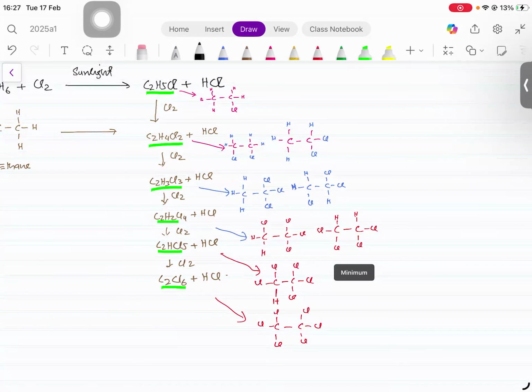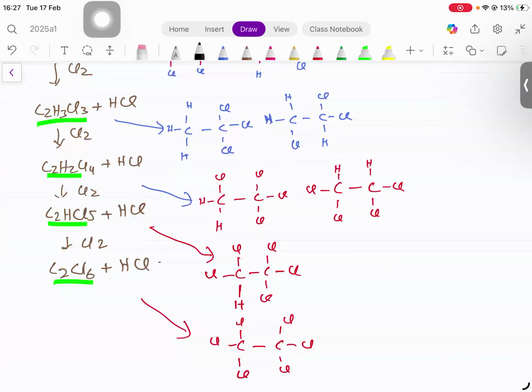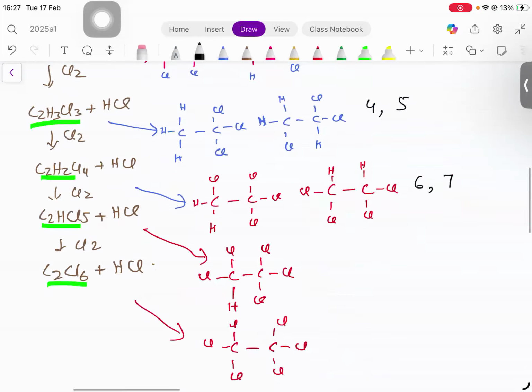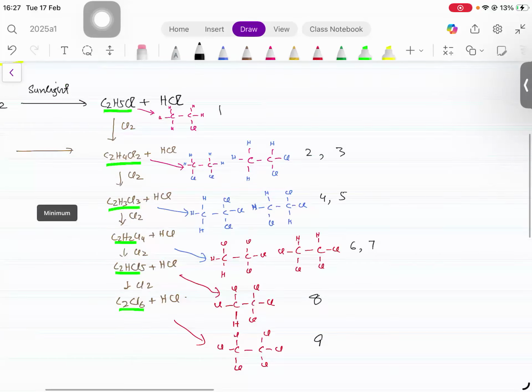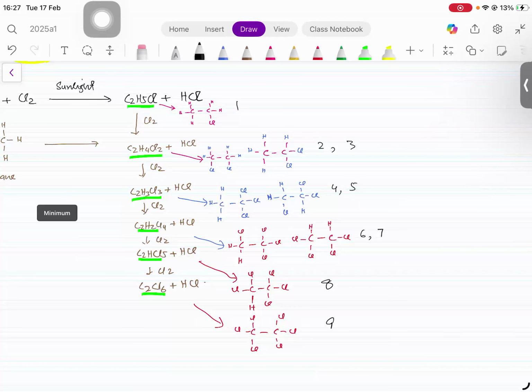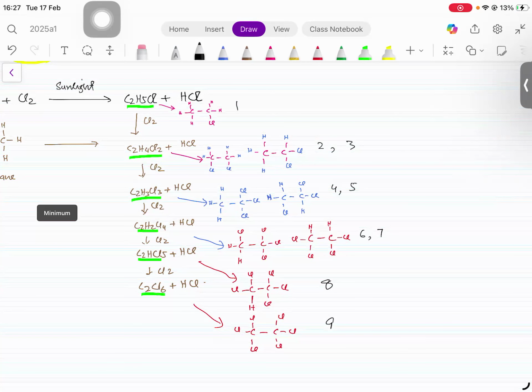Now, how many products can you count? Here it is 1, 2, 3, 4, 5, 6, 7, 8, 9. So 9 is the answer. Nobody had said 9; they said 7. So 9 possible products. Is it clear now?